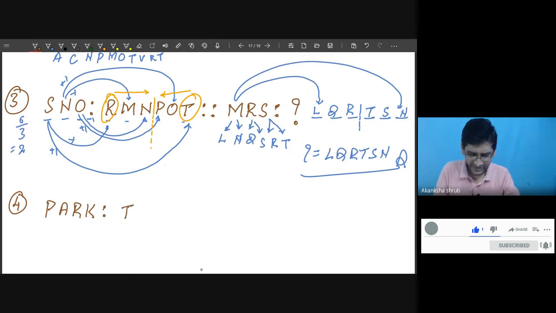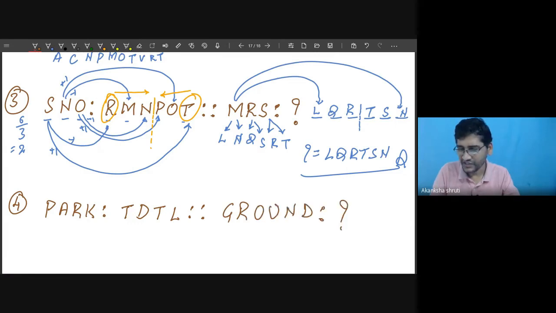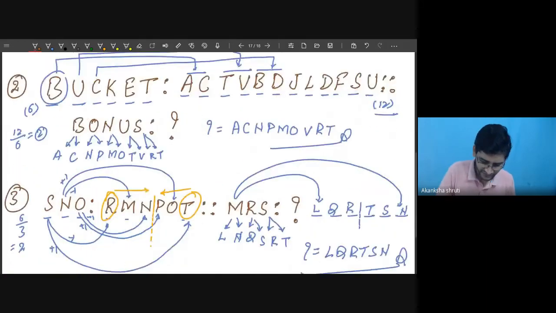PARK is to TDTL, then GROUND is to what? Here we are getting in the first pair, the number is not varying, but the second pair have the different number. So make this as one more tip, number 5.